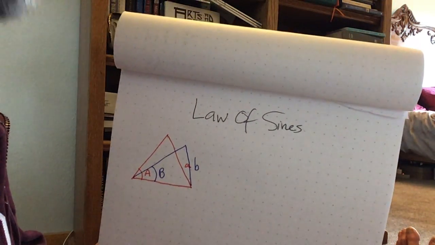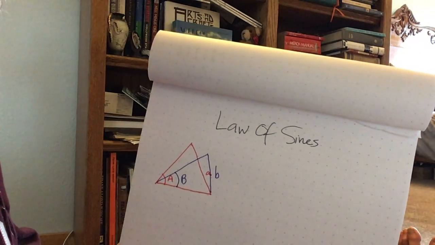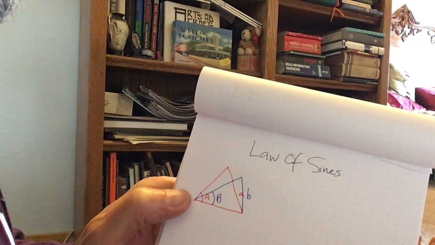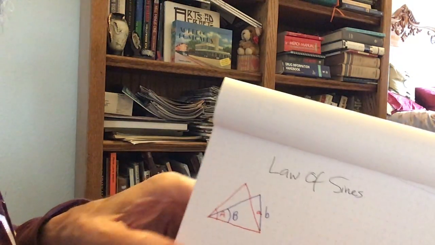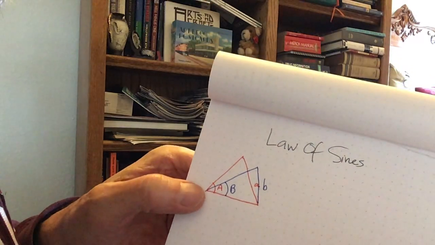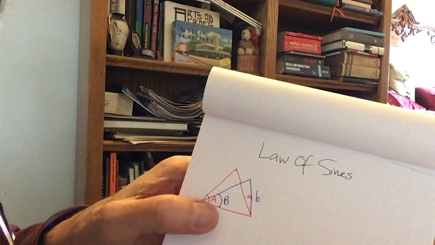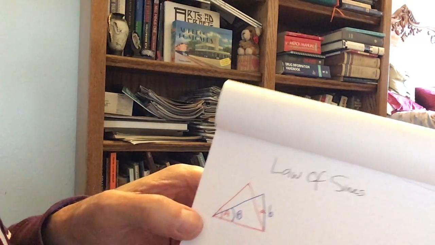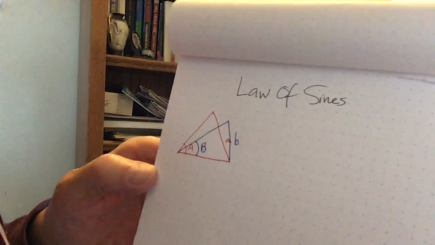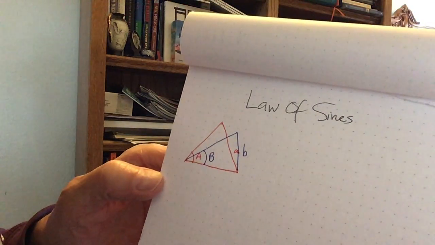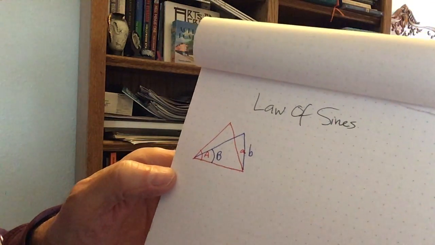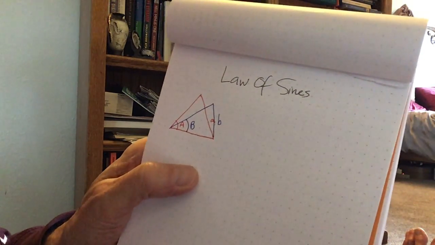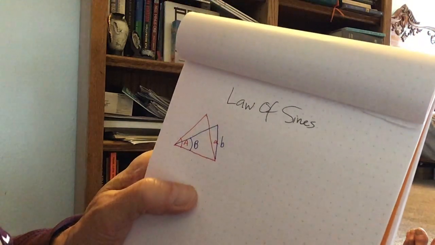What I have here is a red triangle and a blue triangle, and they share a side. The red triangle has a bigger angle A, and the opposite side to A is bigger compared to the blue triangle, which has the angle B there on the left, and its opposite side is smaller. Bigger angle, bigger side opposite it. So that's just the way things seem to go. The law of sines expresses that relationship in a very nice way.